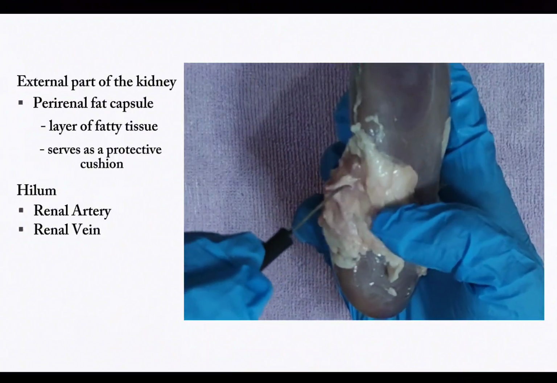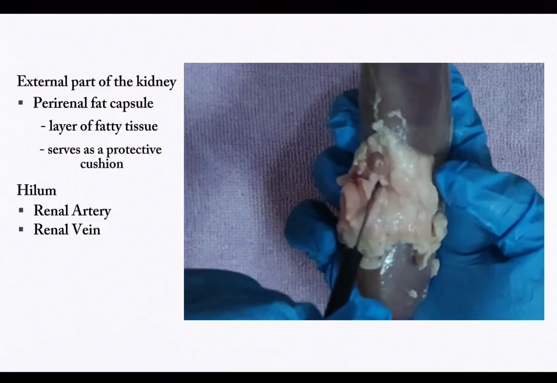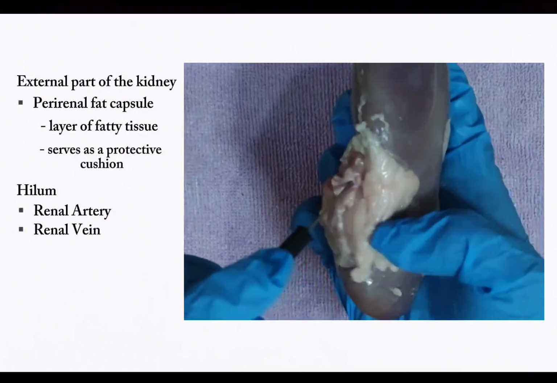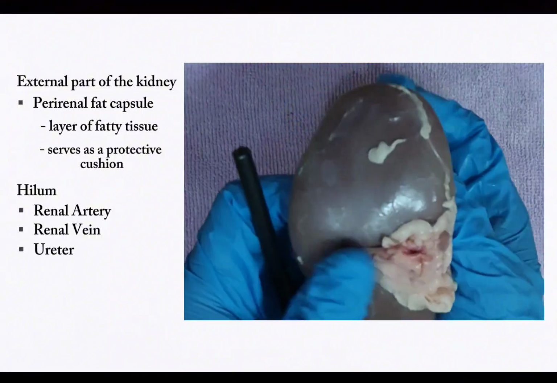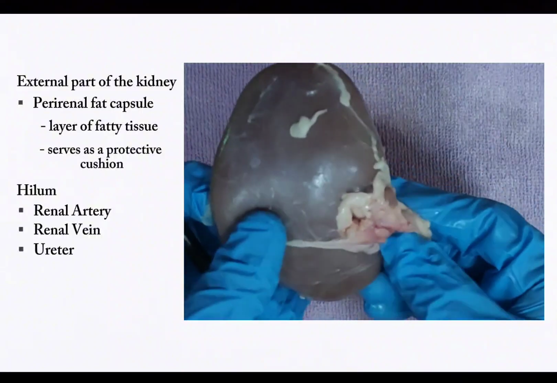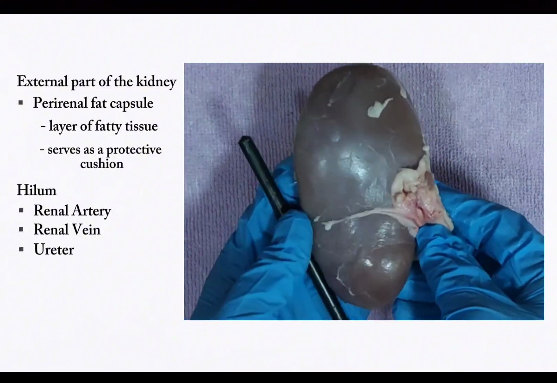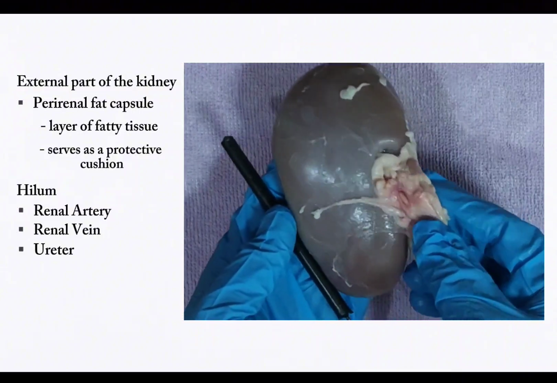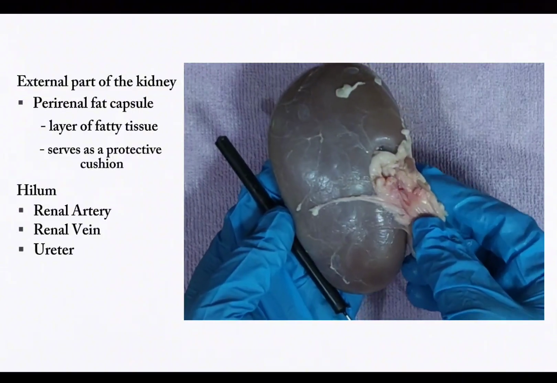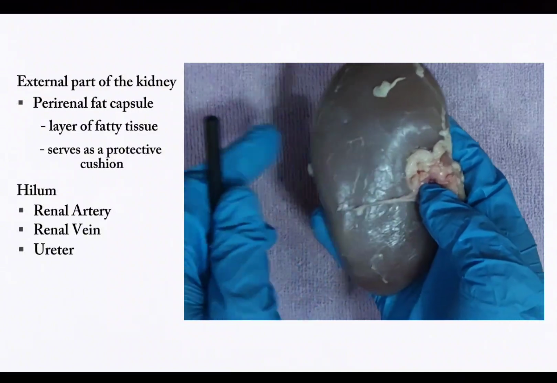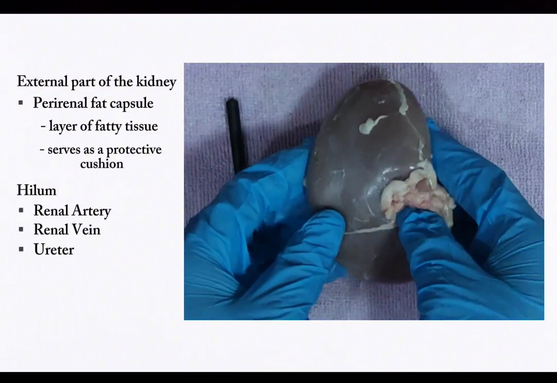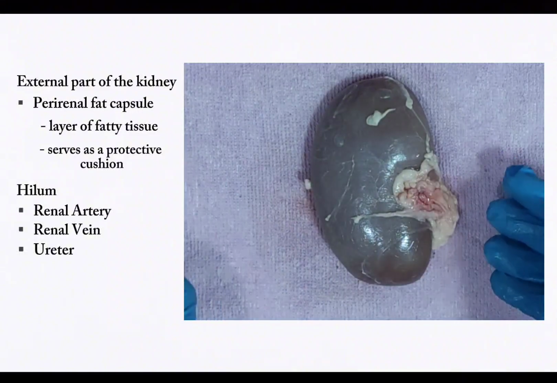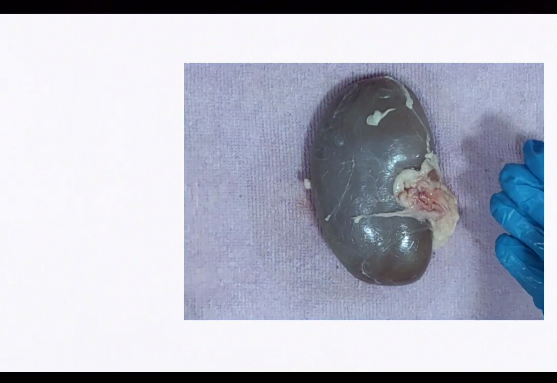Second, the renal vein, which transports the oxygenated blood to the inferior vena cava. Third is the ureter, which is a hollow tube that connects the kidney to the urinary bladder. This ureter can also be identified by this large amount of fat tissue attached to the kidney. Now, we carefully split the kidney in half lengthwise, from the side, to examine the interior structure.